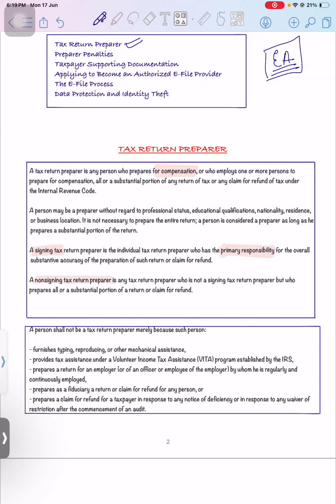Who is a non-signing tax return preparer, guys? After understanding these three points, you will be able to answer this.